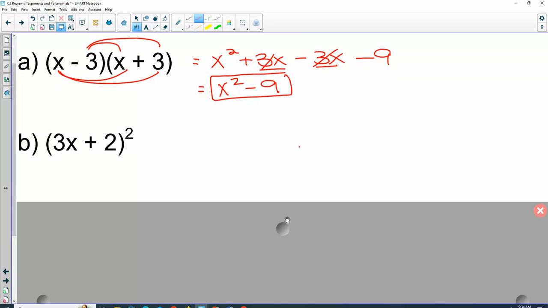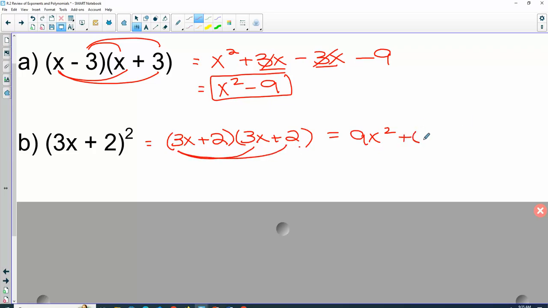9. Alright. B is probably one of the most commonly missed problems because everybody just wants to say it's 9x squared plus 4. What's wrong with that? Two of them. It means the entire parenthesis. We have 2 of them. And if we write it like that, then we see the only way to multiply these is to FOIL. 3x times 3x. 3x times 2. 2 times 3x. And 2 times 2.